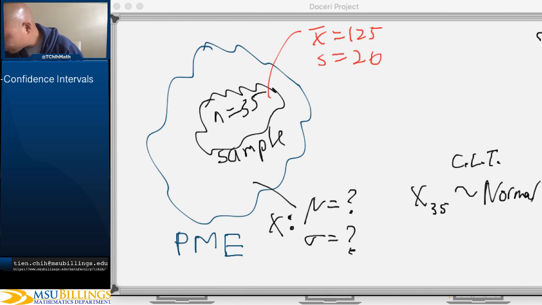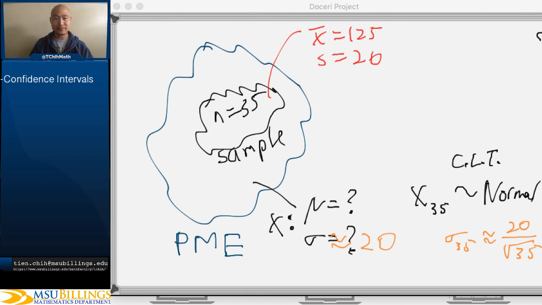And if we were to take an additional assumption, and say that our sigma was close to 20, or approximately 20, right? Then the sigma of my sample size of 35, that thing is going to be approximately 20 over the square root of 35, right? And so this expression here is what's called the standard error.